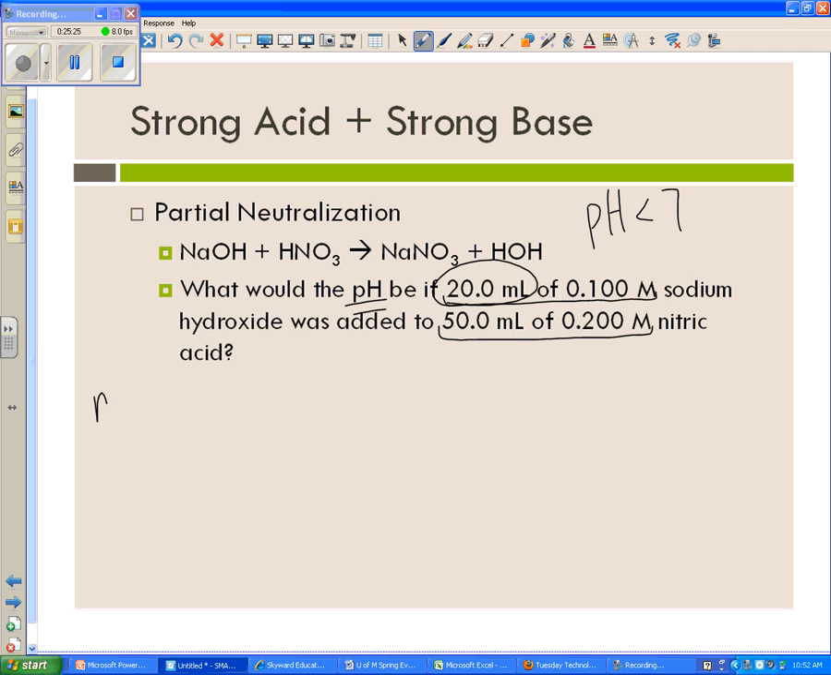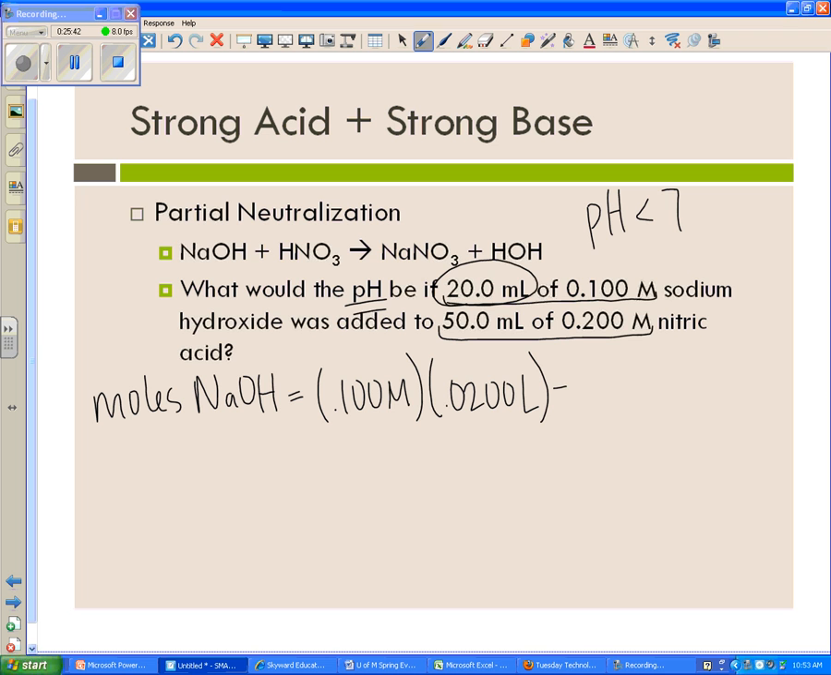So let's do that. Let's start with moles of sodium hydroxide. Again, moles will be volume times molarity. So 0.100 molar times 0.0200 liters. 0.00200 moles of NaOH. And we can see how many moles of acid we have.